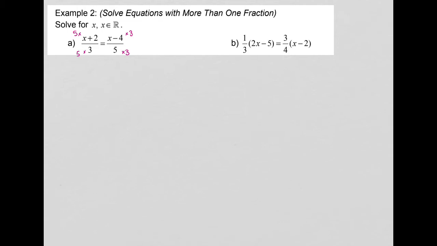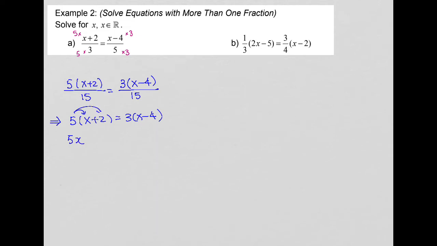So let's write it properly now. We do 5 bracket x plus 2 over 15 equals 3 bracket x minus 4 over 15. Bracket means multiplication. Since they have the same denominator now and they are equal, this implies the numerator must be the same. So 5 bracket x plus 2 equals 3 bracket x minus 4. We have to take out the brackets, so we use the distributive property, using multiplication to remove the brackets. So 5 times x is 5x, 5 times 2 is positive 10, 3 times x is 3x.